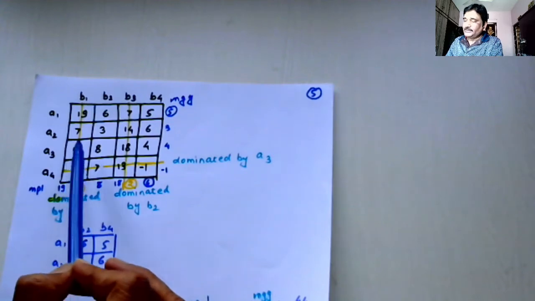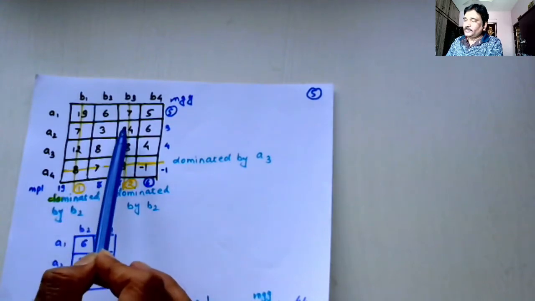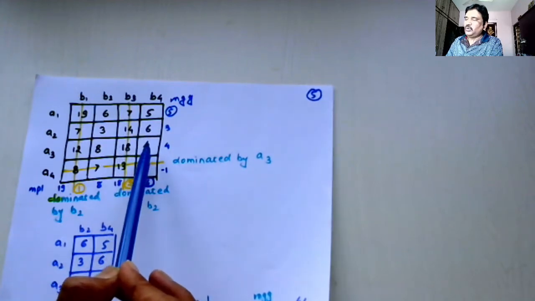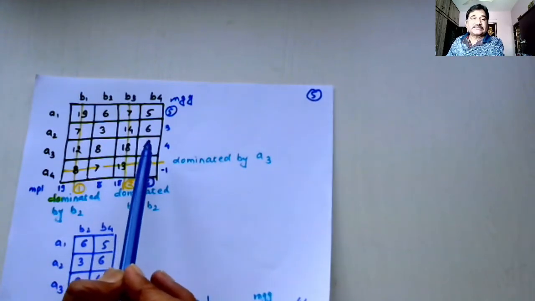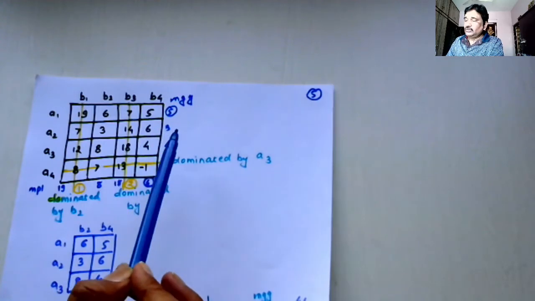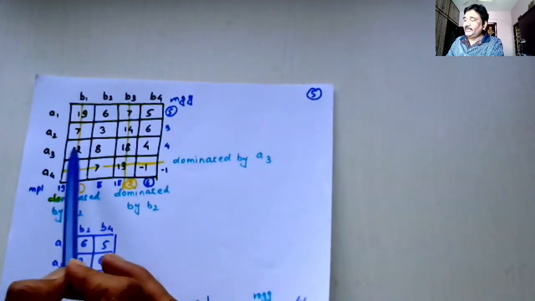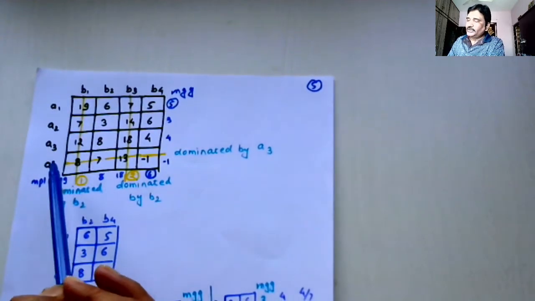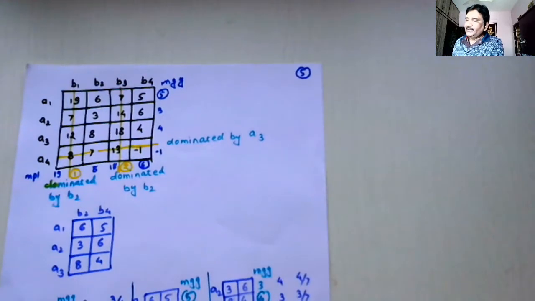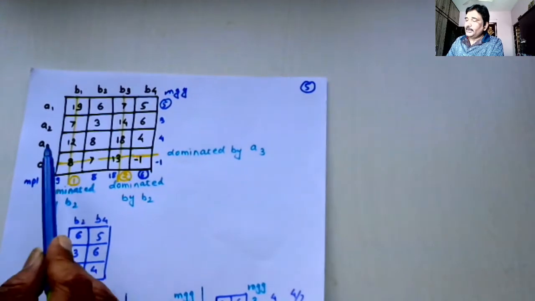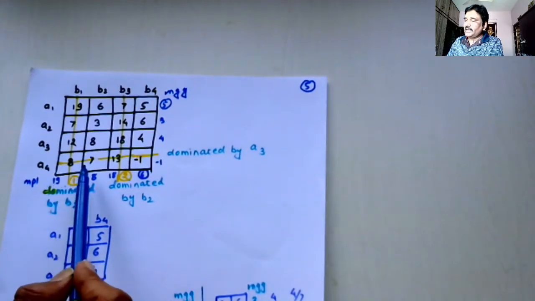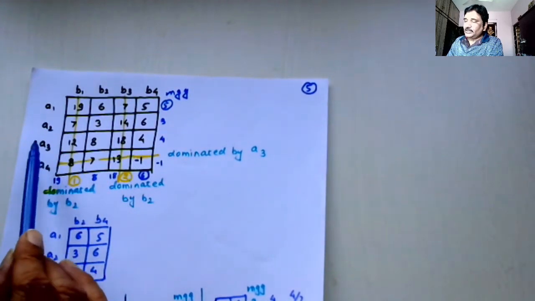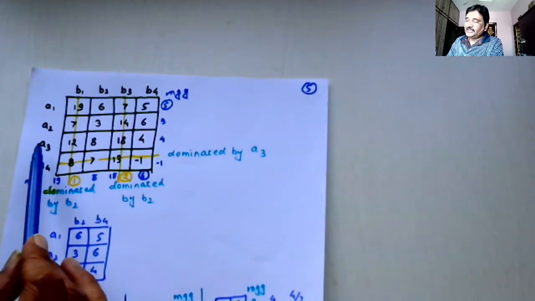Now compare A2 with A3. 7, 12. 12 is more. 3, 8. 8 is more. 14, 18. 18 is more. 6, 4. 4 is less. So you cannot eliminate the course of action here. Now compare A2 with A4. 7, 8. 8 is more. 3, 7. 7 more. 14, 13. 13 less. Leave the comparison.